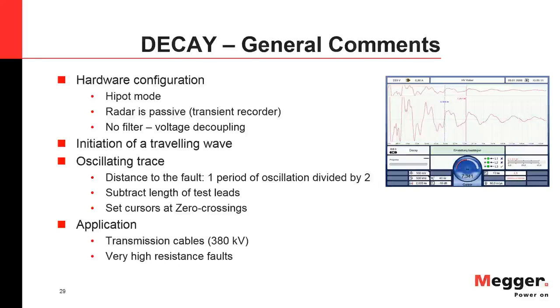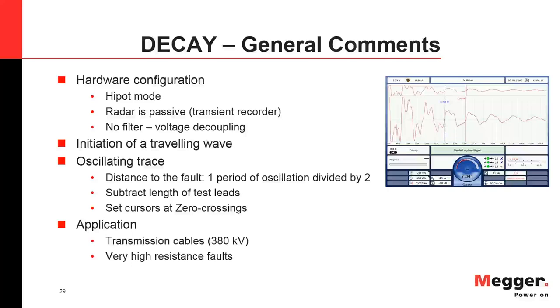Again, you have to subtract the test leads, because the reflection goes into the equipment. On DECAY, it's preferred to use the zeros, because you get a better measurement if you use the zeros. And DECAY is the method typically used on transmission line cables or subtransmission, everything that is typically more than you can address with cap discharge. And of course, on any cable that has a fault that is higher resistive and higher voltage than 32 kV.